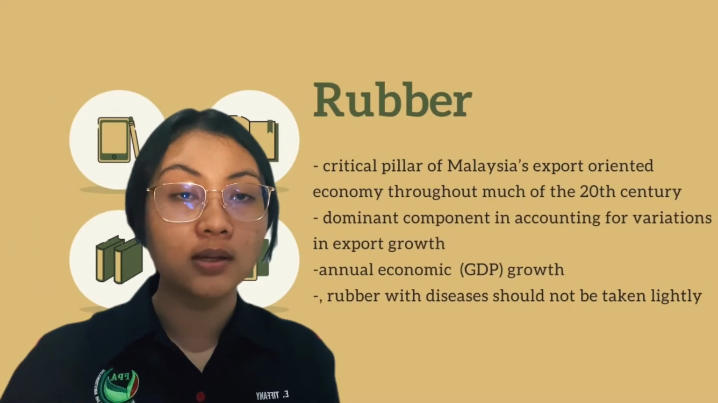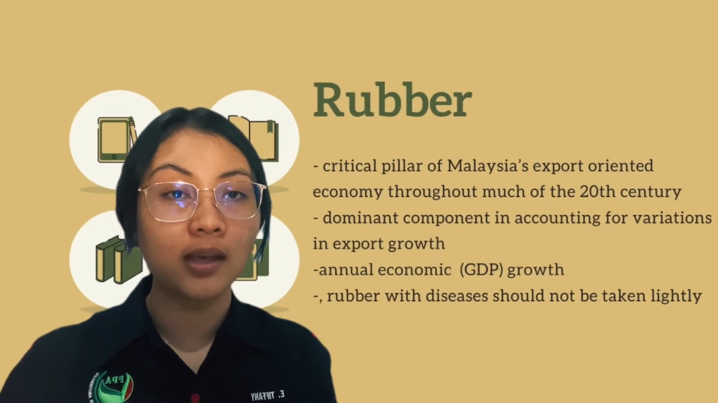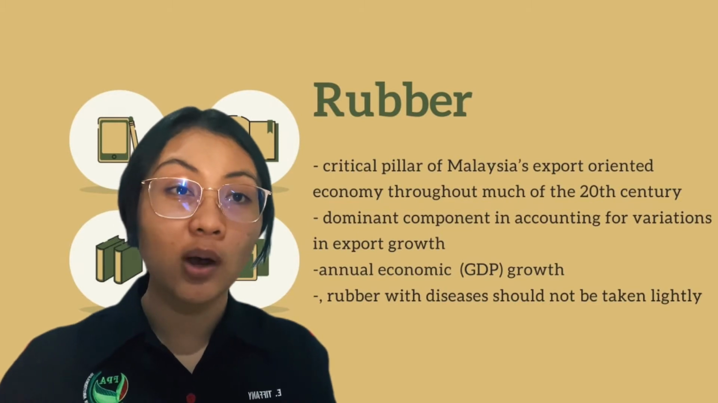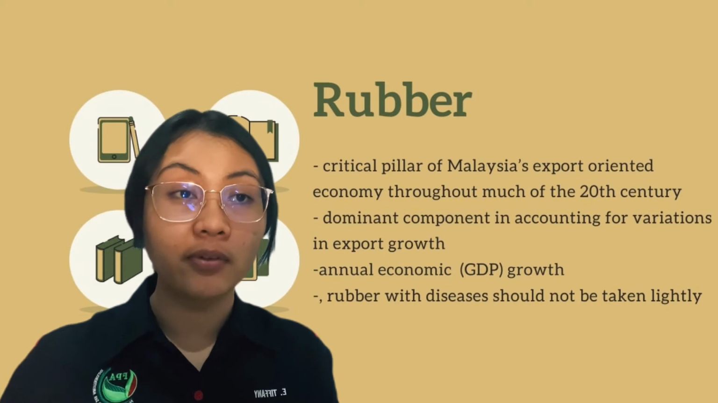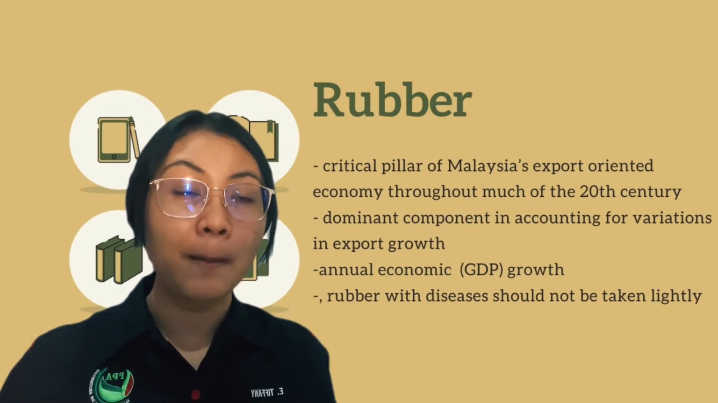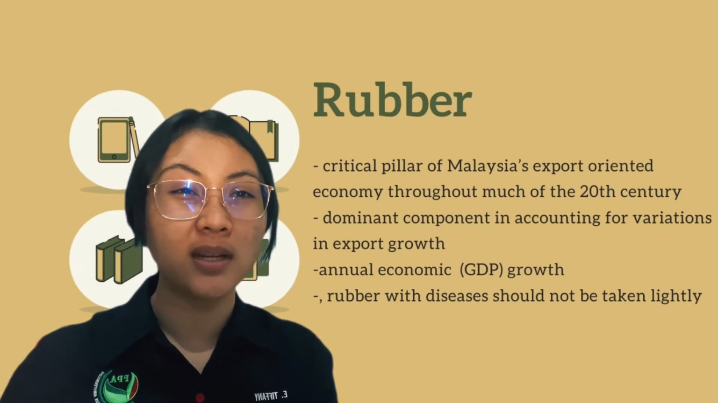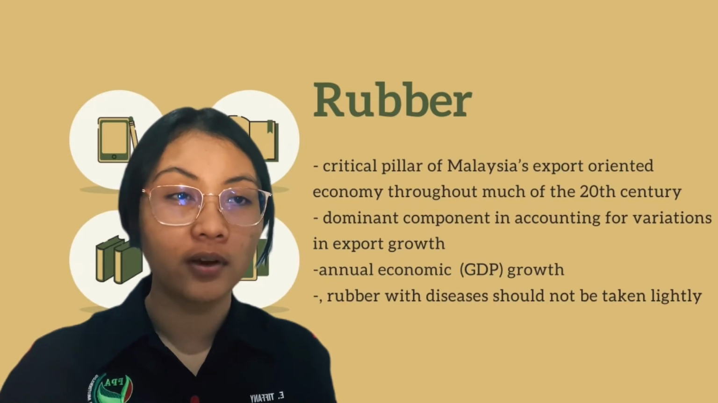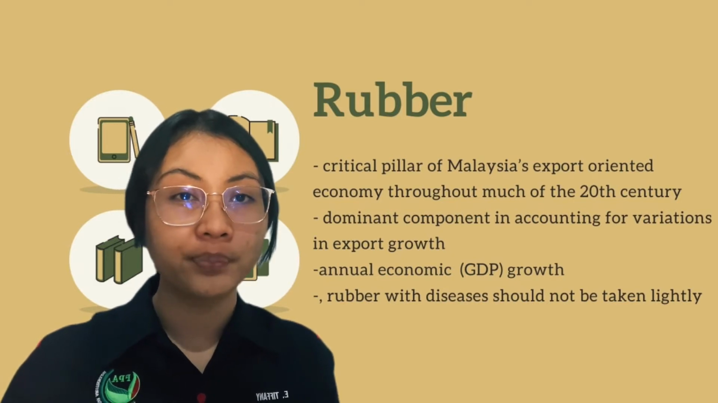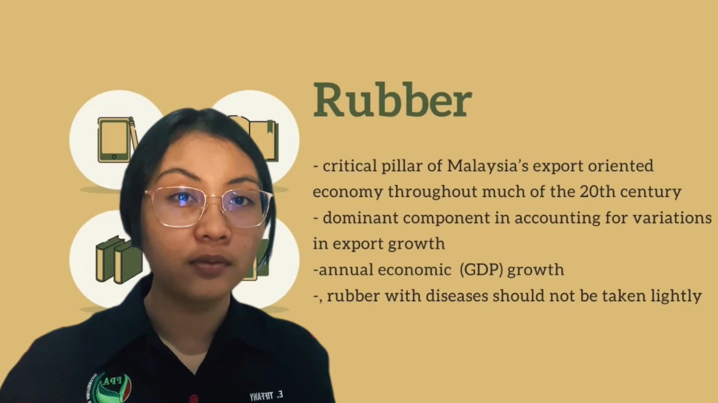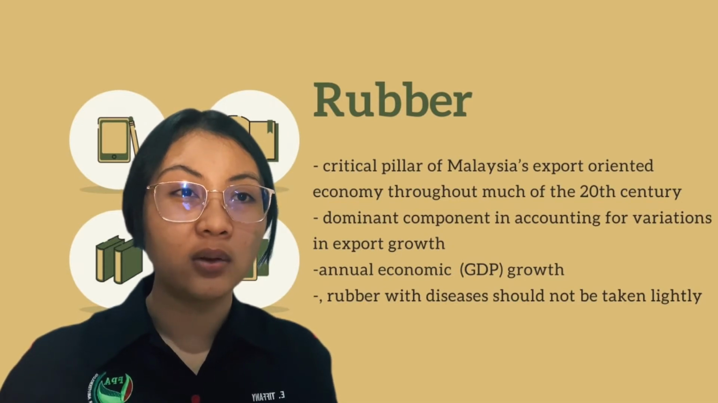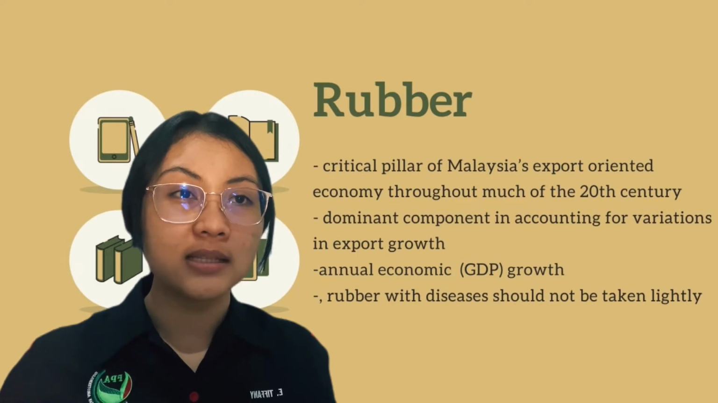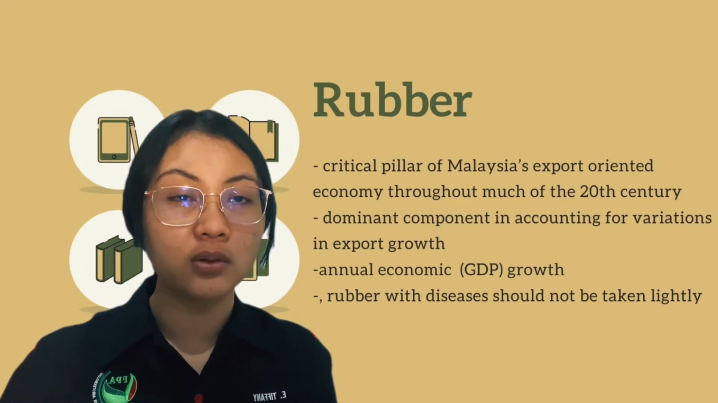Natural rubber was a critical pillar of Malaysia's export-oriented economy throughout much of the 20th century. Early in that century, rubber overtook tin as Malaya's main export earner and was the dominant component in accounting for variations in export growth. And variation in export growth accounted for much of the volatility in annual economic GDP growth. Thus, this is a fundamental value to the country.